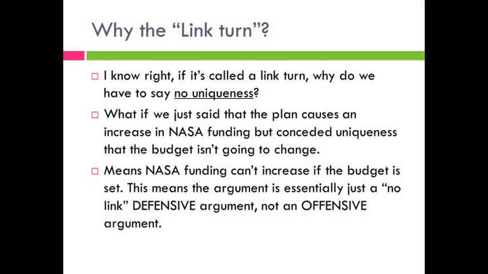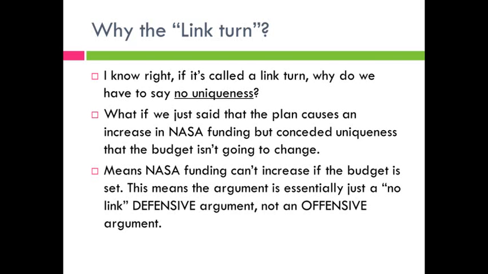So what does this mean? This means that NASA funding can't increase if the budget is set. So it means the argument is essentially a no-link defensive argument and not an offensive argument. Because for it to be an offensive argument, it has to become an advantage to the plan, and it has to mean that the DA actually goes the other way, not just that nothing happens, okay? So defense means nothing happens, offense means that it actually becomes an advantage to the plan.